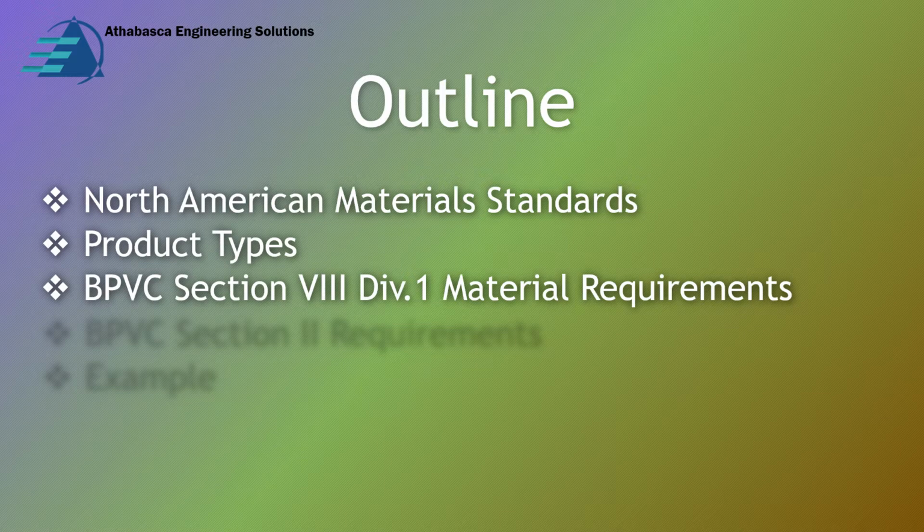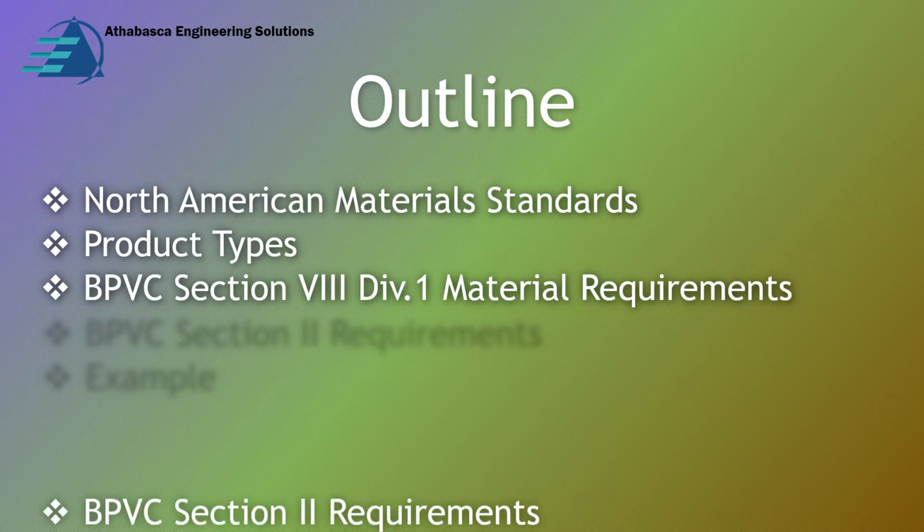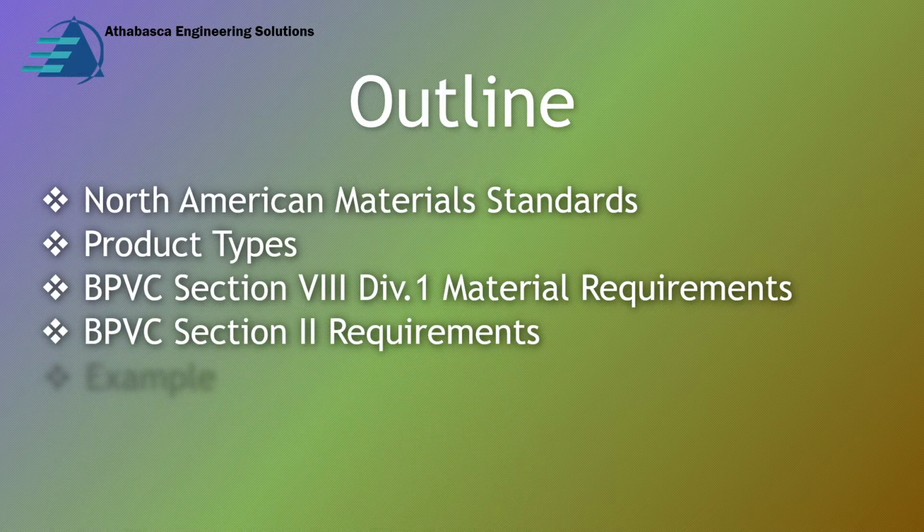There are several design ASME section codes out there, but we're going to talk about Section 8 Division 1 and give you some ideas there. We'll also look at Section 2 material requirements, that wonderful resource that ASME has, and we'll finalize that with an example.